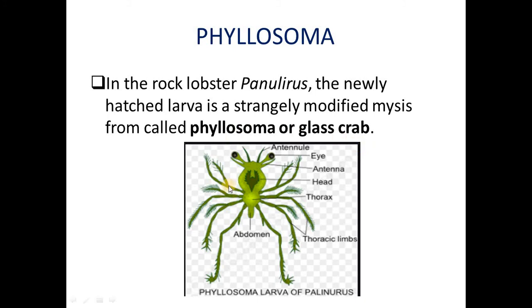The eyes are compound and stalked. The thorax is glassy with one pair of large biramous maxillipedes and three pairs of thoracic legs. The abdomen is segmented and here is the abdomen. This is a limbless region and segmented. It undergoes a number of molts before reaching the adult stage.